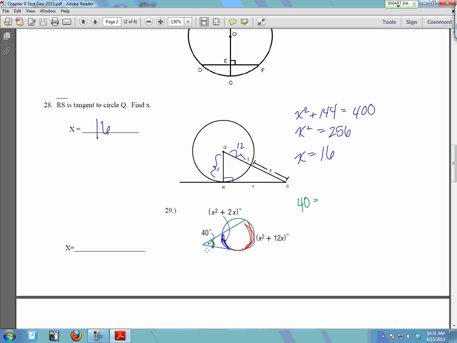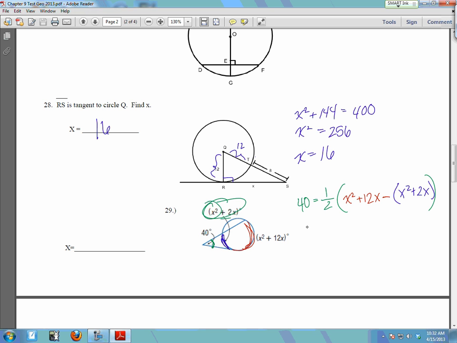So we're going to take our angle 40 and say that is equal to the difference between x squared plus 12x and x squared plus 2x. Now the key thing to remember here is that, when I subtract these things, I want to make sure that this is in its own set of parentheses, because I want to subtract the entire quantity. If those blue parentheses weren't there, all I'd be doing is subtracting that amount, and that's not what I want to do. I want to subtract the whole thing.